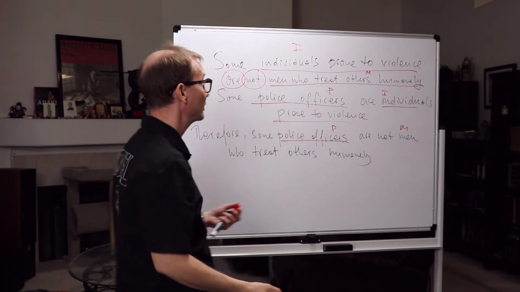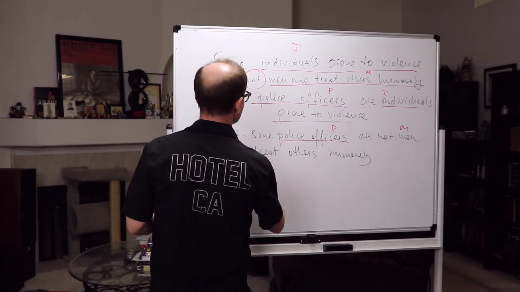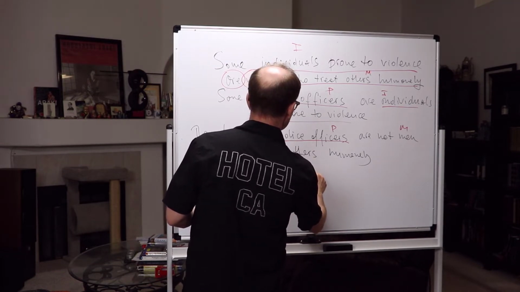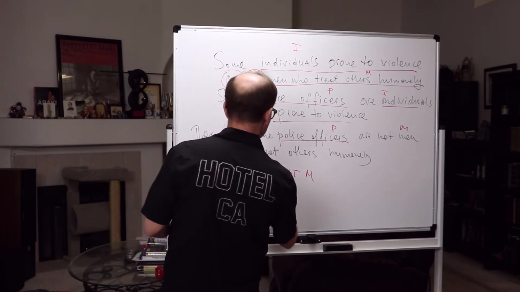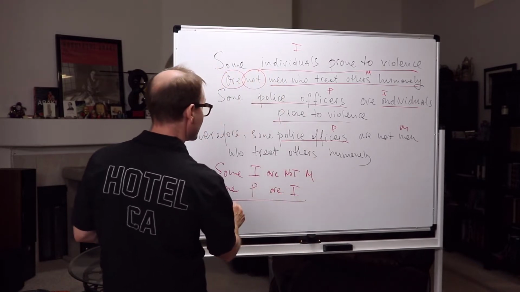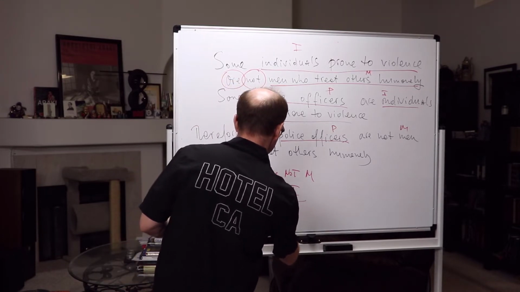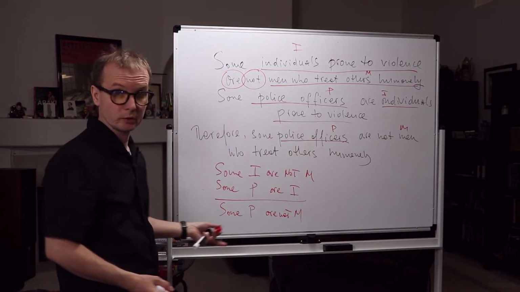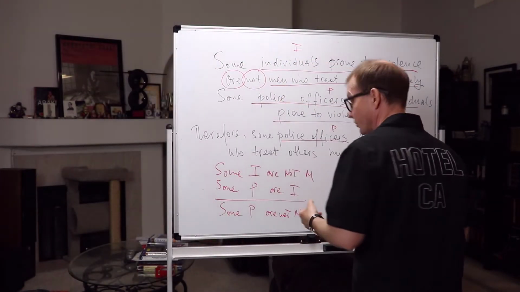So the form of this argument would be some I are not M, some P are I, and the conclusion is therefore some P are not M. Now, you get the form. What do you do now? This is actually kind of a complicated example, so it's a good one to address.